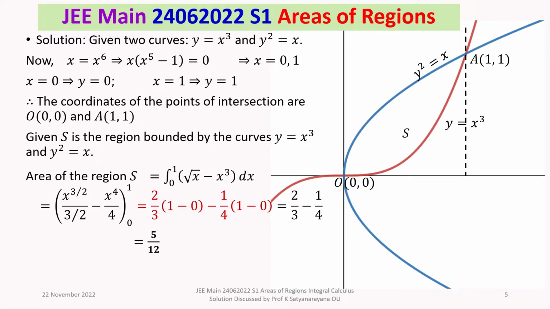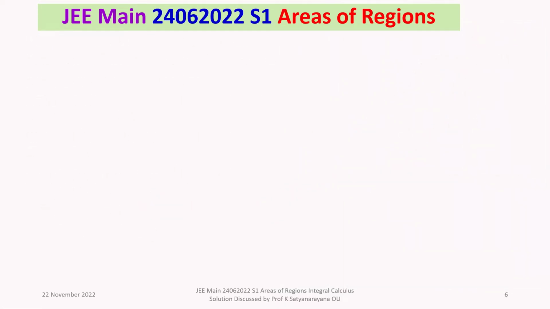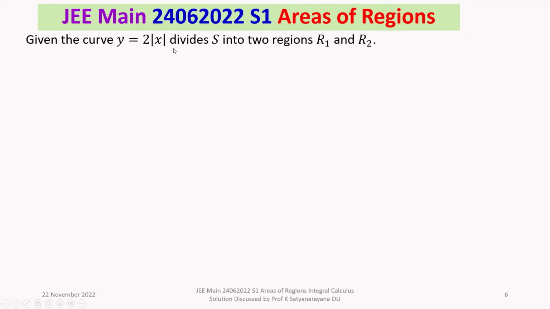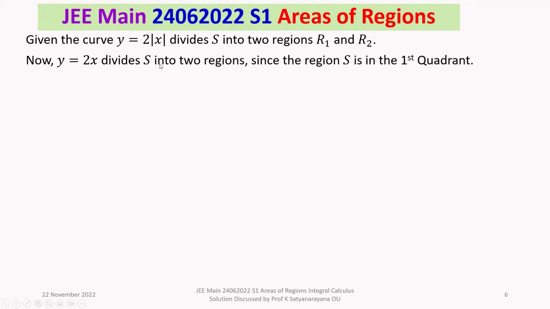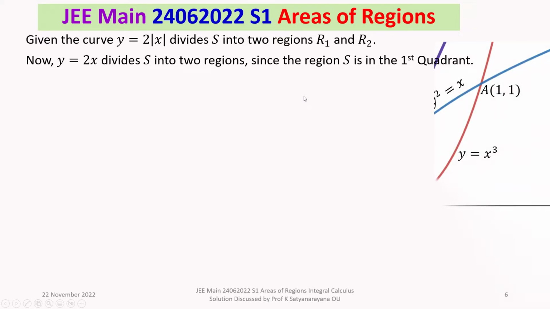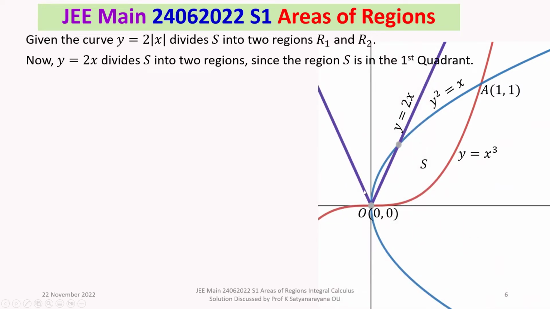Agreed. Now, given the curve y is equal to 2 times mod x divides S into two regions R1 and R2. So now y is equal to 2x divides S into two regions, since the region S is entirely in the first quadrant. So it's like this. The V shaped one is y is equal to 2 times mod x, and y is equal to 2x is the curve that is in the first quadrant.